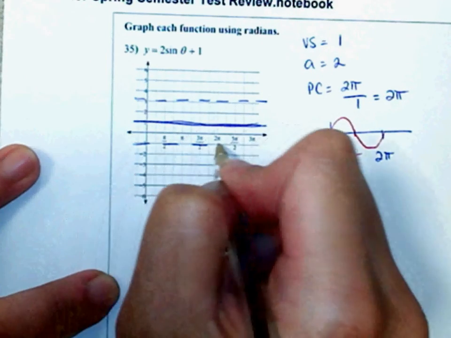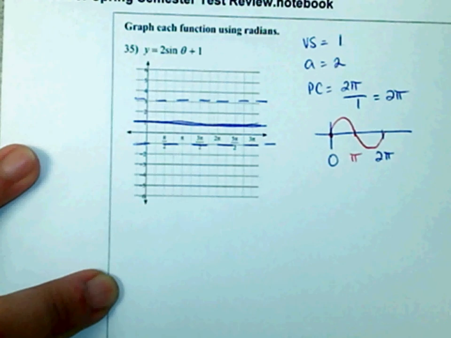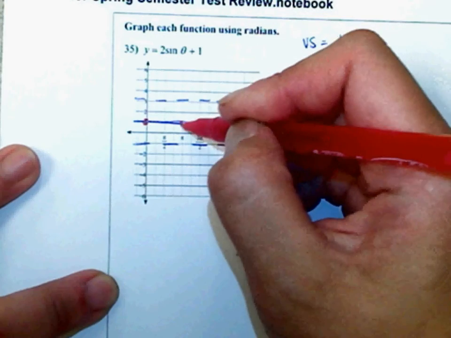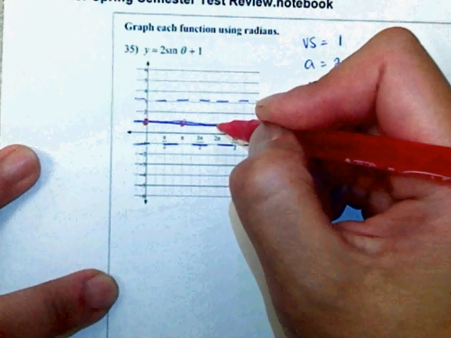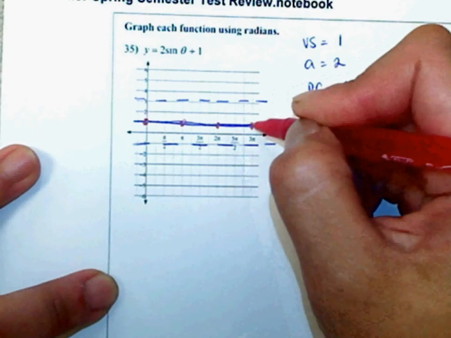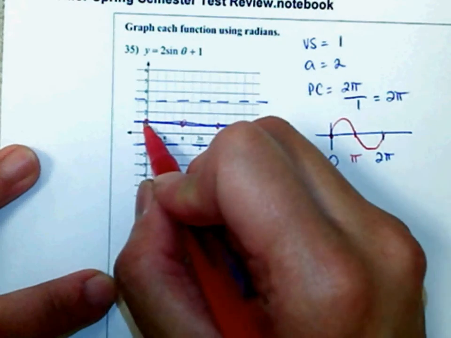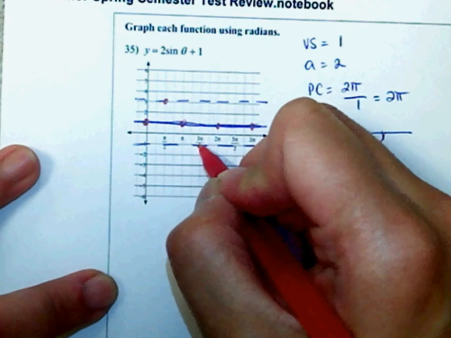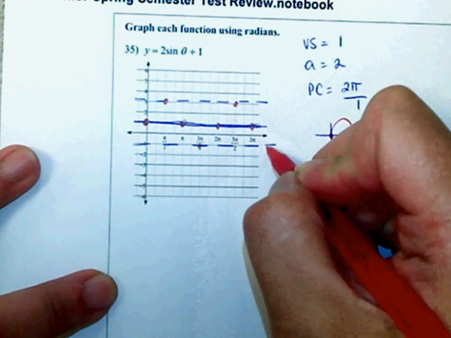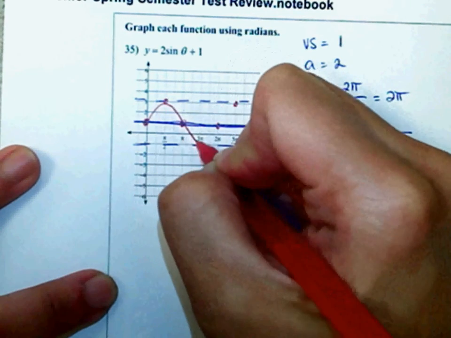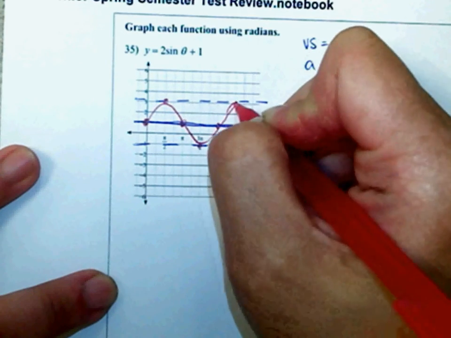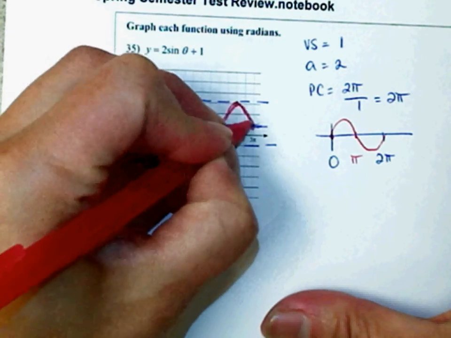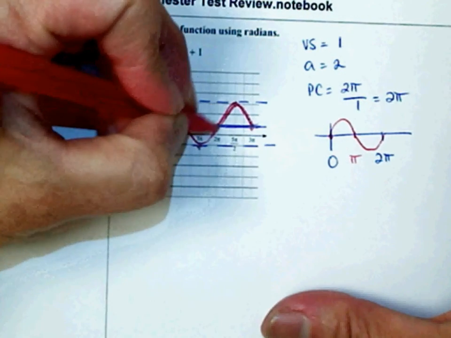Start off at 0. At pi, we are at the axis again. At 2 pi, we are at it again. 3 pi, so it just kind of continues. Halfway between these two is your maximum. Halfway between these two is your minimum. And then you kind of see a pattern. Then you can just graph your sine. Try to make it curvy. Mine didn't look very curvy, but right there. So there you have your sine.